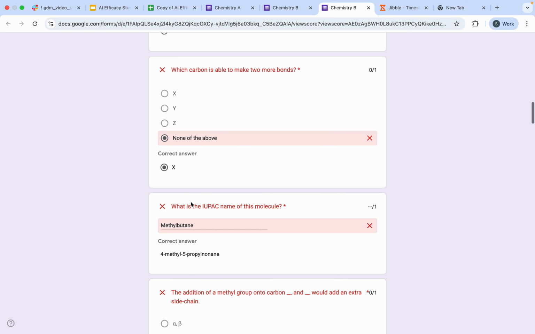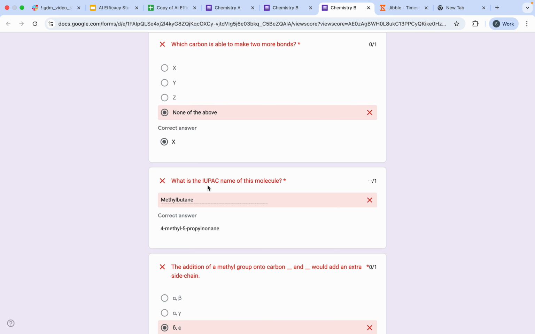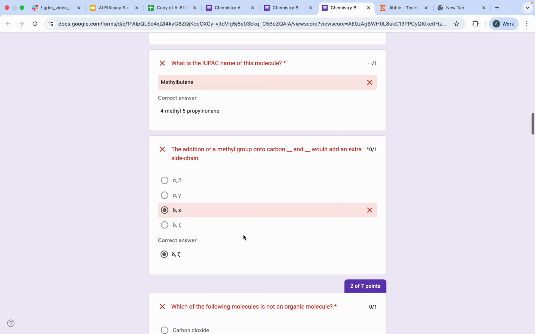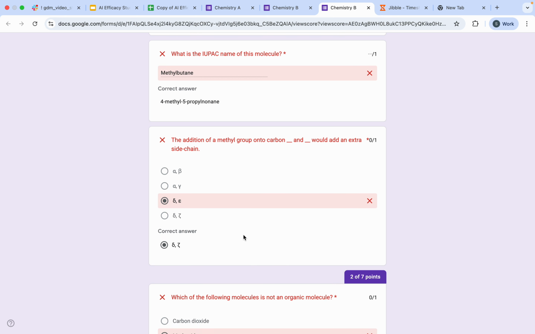Next is, yeah, which carbon is able to make two more bonds? It is X. None of the above is the wrong answer. What is the IUPAC name of this molecule? So, what is this IUPAC name?